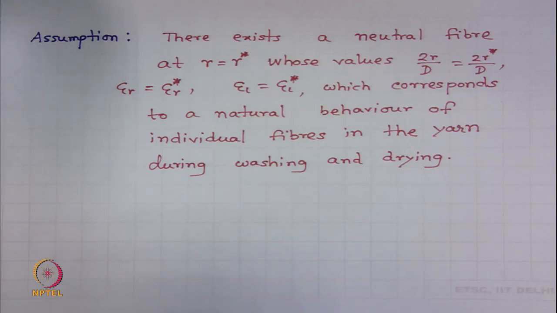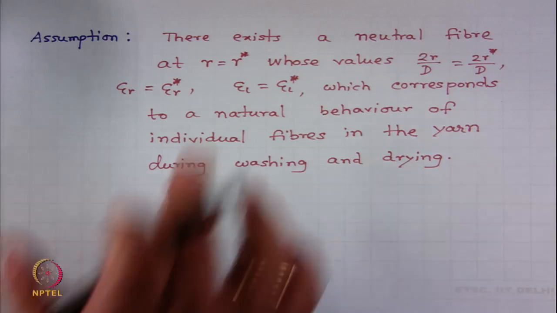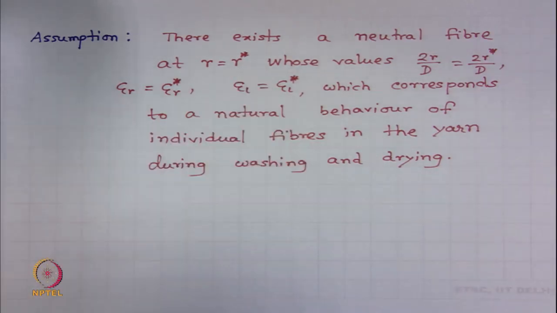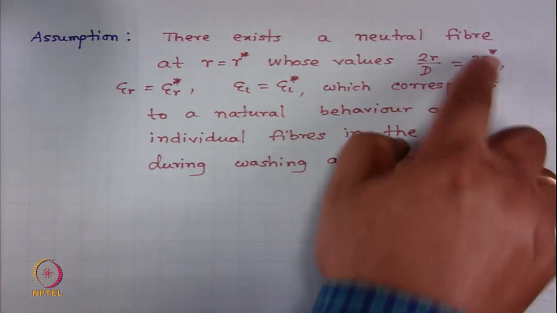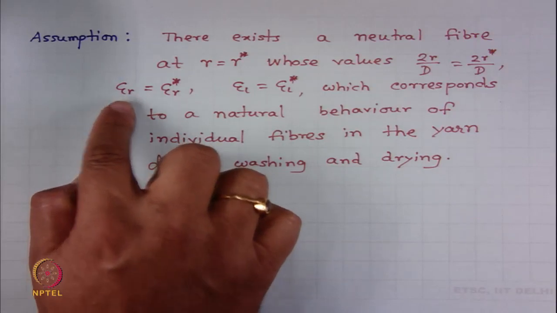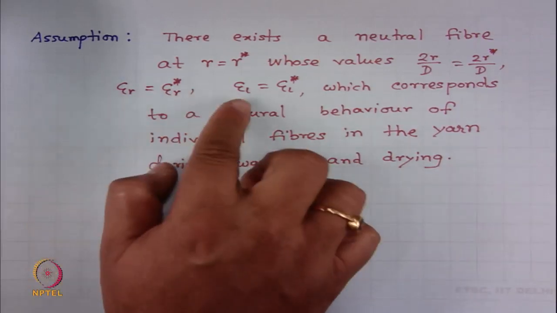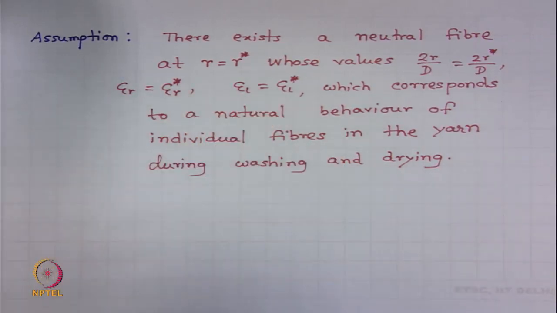So, we imagine a fiber which is a neutral fiber situated at this particular radius, whose values are 2r by d is equal to 2r star by d, epsilon r is equal to epsilon r star, epsilon l is equal to epsilon l star, which corresponds to a natural behavior of individual fibers in the yarn during washing and drying.